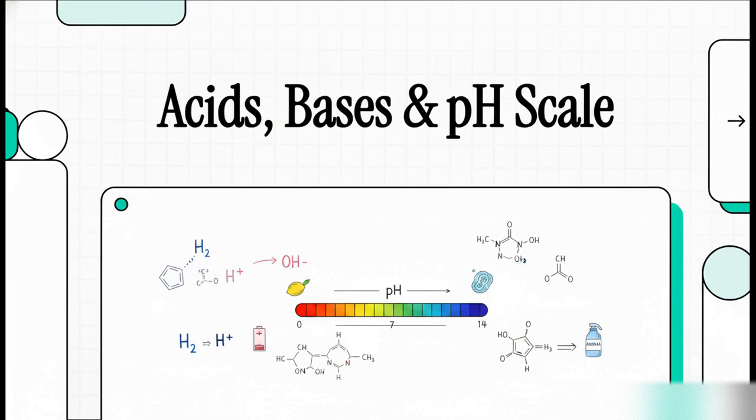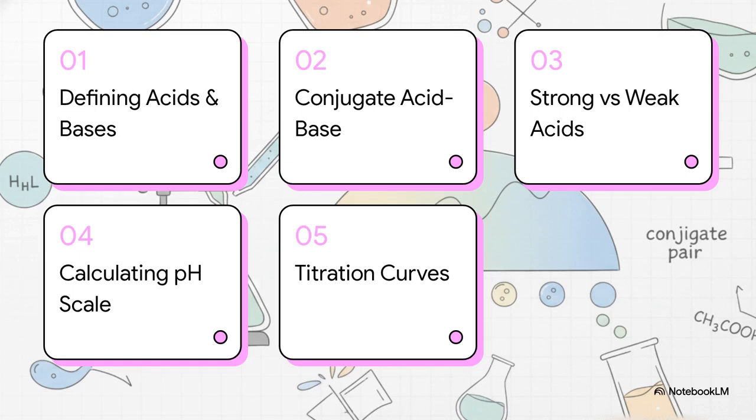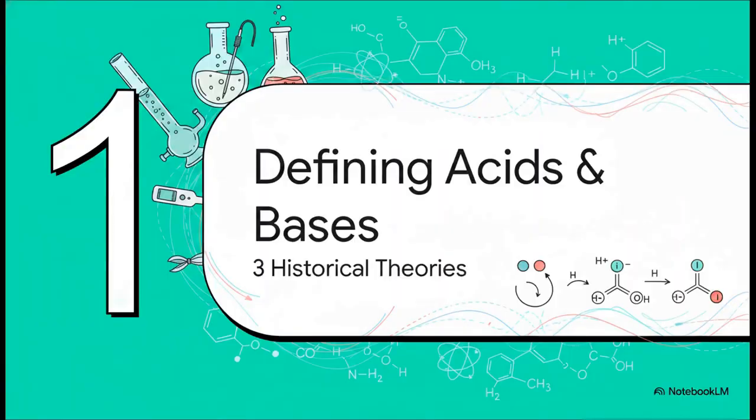Let's get into it. Here's our game plan for today. Defining acids and bases, conjugate acid-base pairs, strong versus weak acids, calculating the pH scale, and finally, understanding titration curves. Section 1. Defining acids and bases, 3 historical theories.